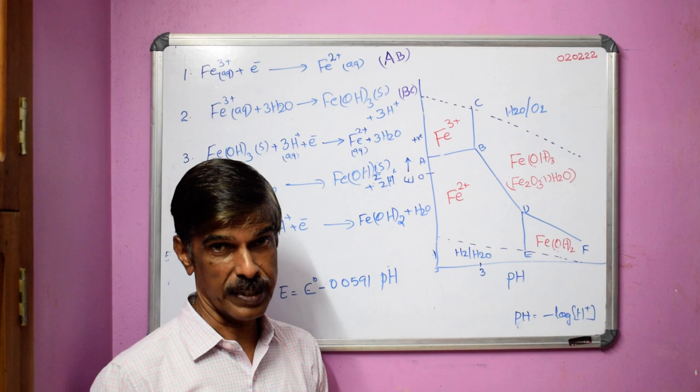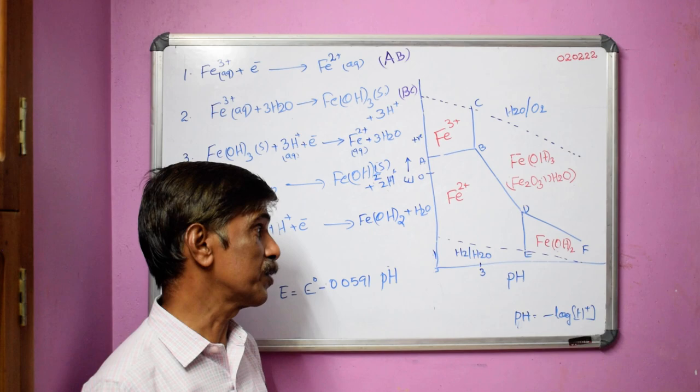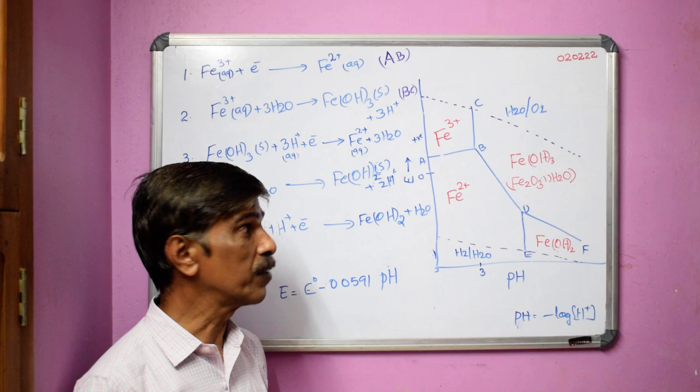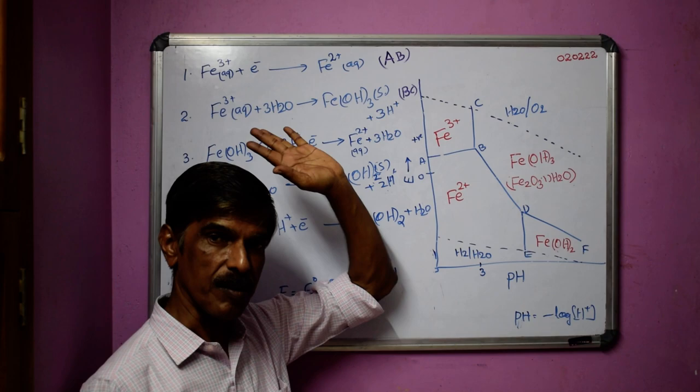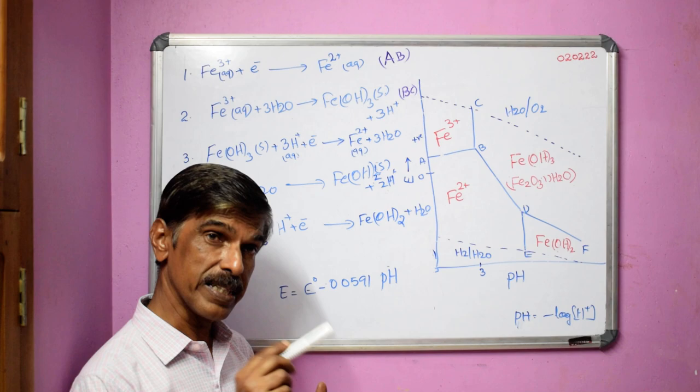Okay, this is a very good example of the Pourbaix diagram and its application. In aqueous media, iron is present as Fe2+, Fe3+, Fe(OH)2 and Fe(OH)3 species. These species depend on the condition, the pH and the potential.